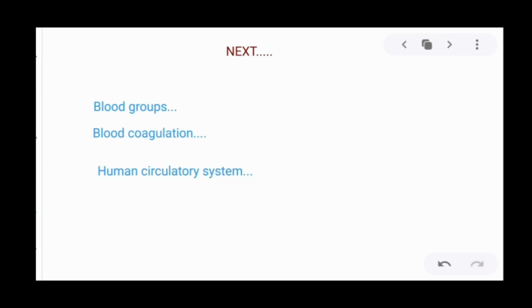So with this, we complete today's topics. In the next video, we will see the blood groups, the types of blood groups, how the blood groups are formed, and the coagulation of the blood, and the defects and abnormalities caused by blood coagulation, or we can go into a deeper context about the blood groups and the human circulatory system, like the heart and how the blood is circulated in the body.